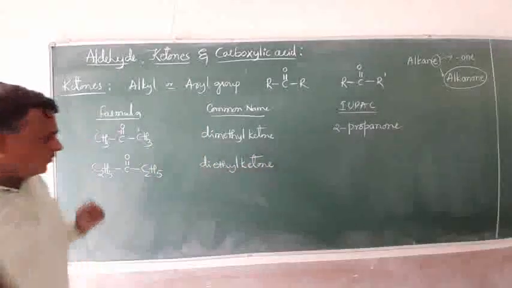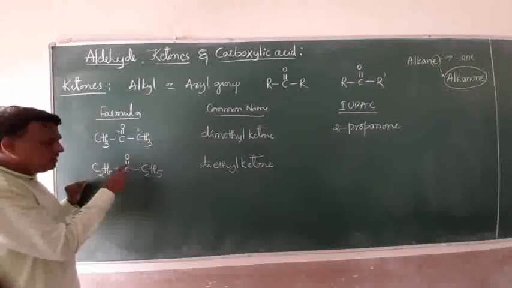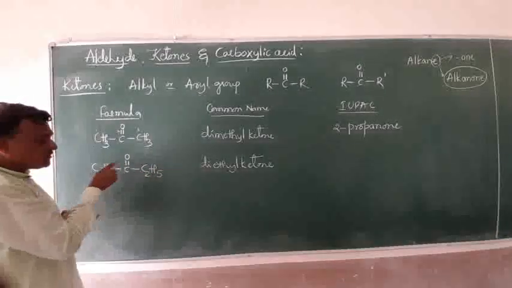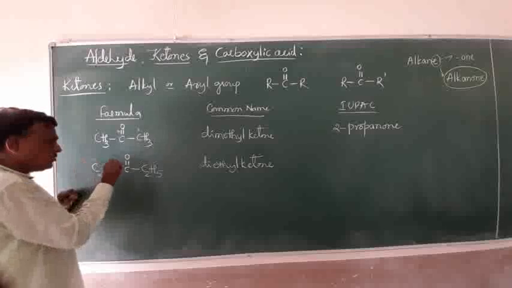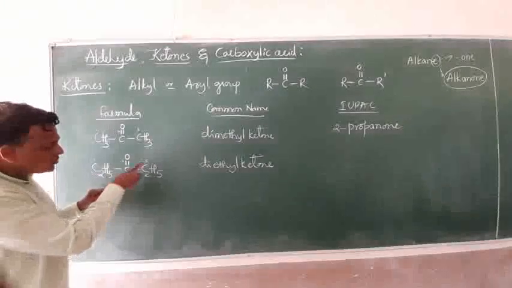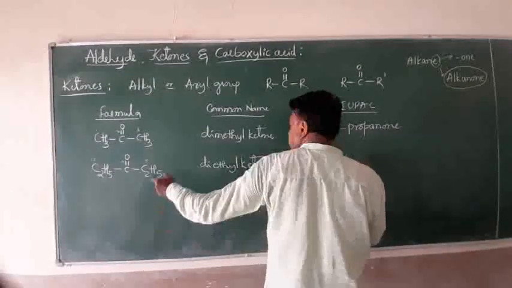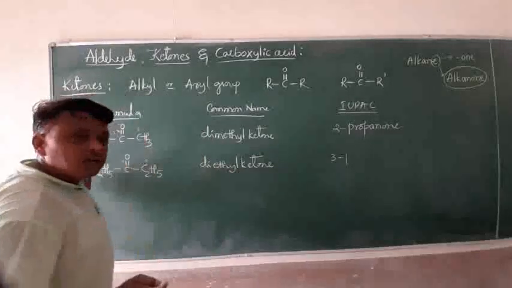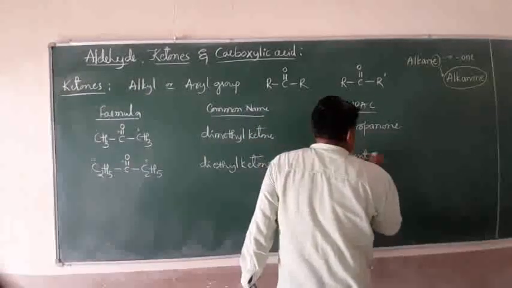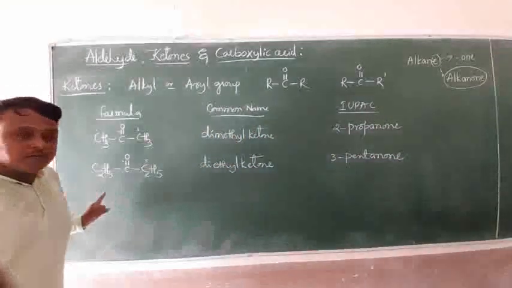Diethyl ketone. This diethyl ketone consists of totally how many carbons? 2, 3, 5. So 5 carbons means pentanone. The carbonyl carbon is at the third position, because already 2 carbons are on one side. This is 3 and this is 5, so total carbons are 5. The name of this compound is 3-pentanone.